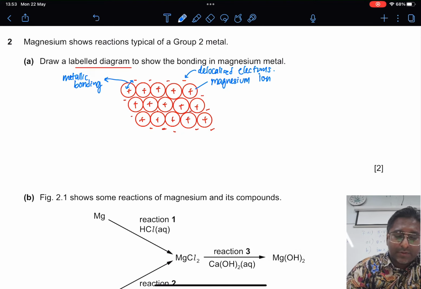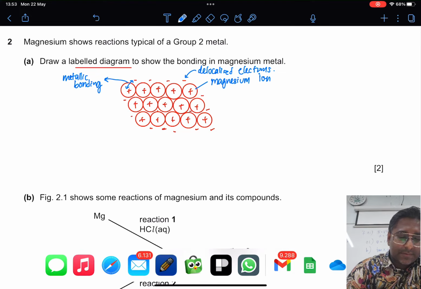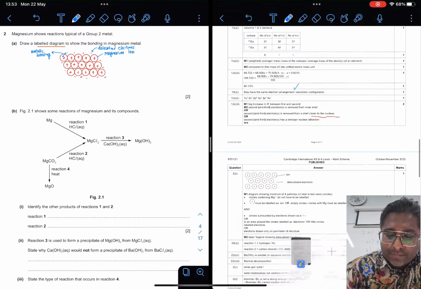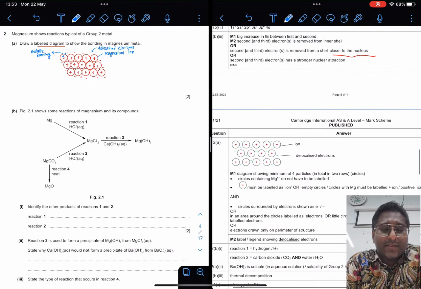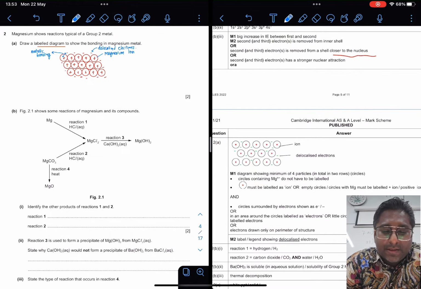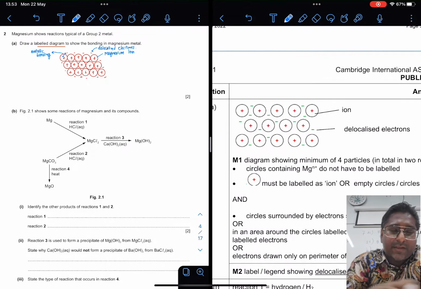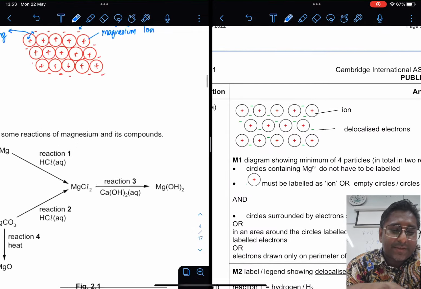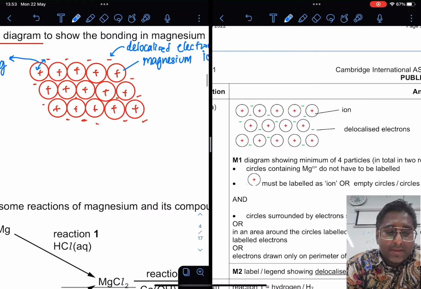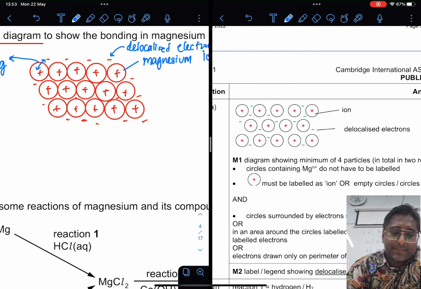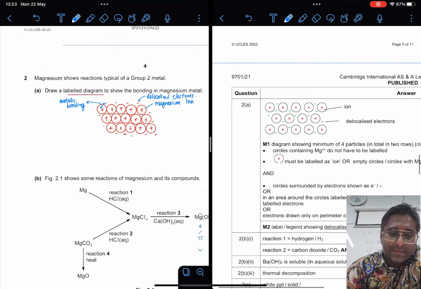So if you look at the marking key, let's see what is being expected from you. You can see they have written the ion, delocalized electron, and they actually leave a lot of space to show the delocalized electron. It's okay if it is like this, at least we can see there's a lot of electrons surrounding the metal cation. Now, next question.